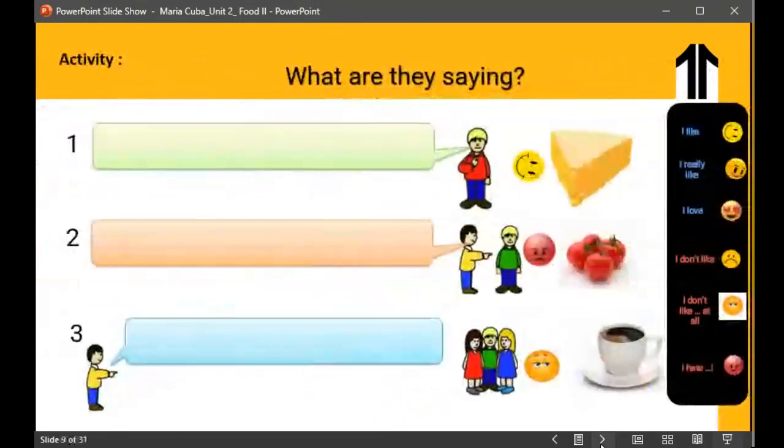For example, here, okay, according to these pictures, what do you think they are saying? For number one, look at this. Number one, the person is pointing to itself. So what do you think is the expression? What do you think is the person saying? Can you help me with this part? What do you think is the person saying in number one?